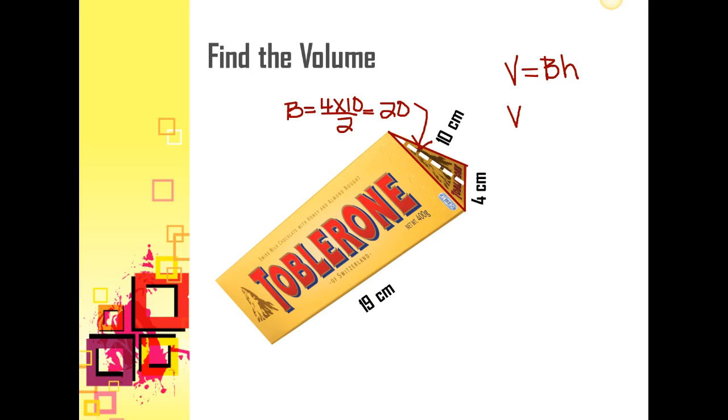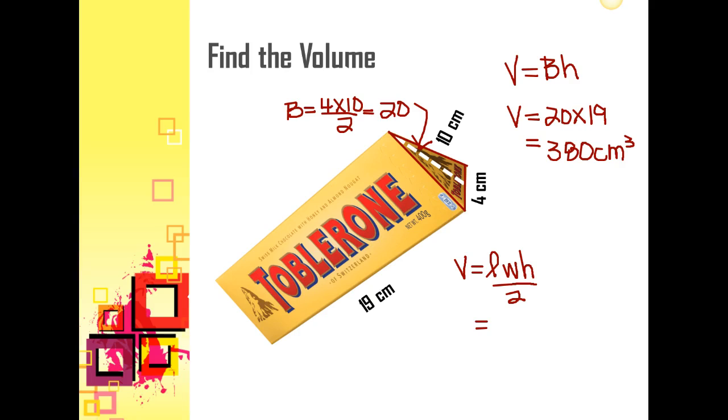Next, we multiply that times the height of the figure. This is 19 centimeters. 20 times 19 gives us a volume of 380 centimeters cubed. A second way to calculate the volume is to apply the fact that every triangular prism is half of a rectangular prism. We would first multiply the length times the width times the height, and then divide by 2. This would be 10 times 4 times 19, which equals 760. When we divide by 2, we again get a volume of 380 centimeters cubed.